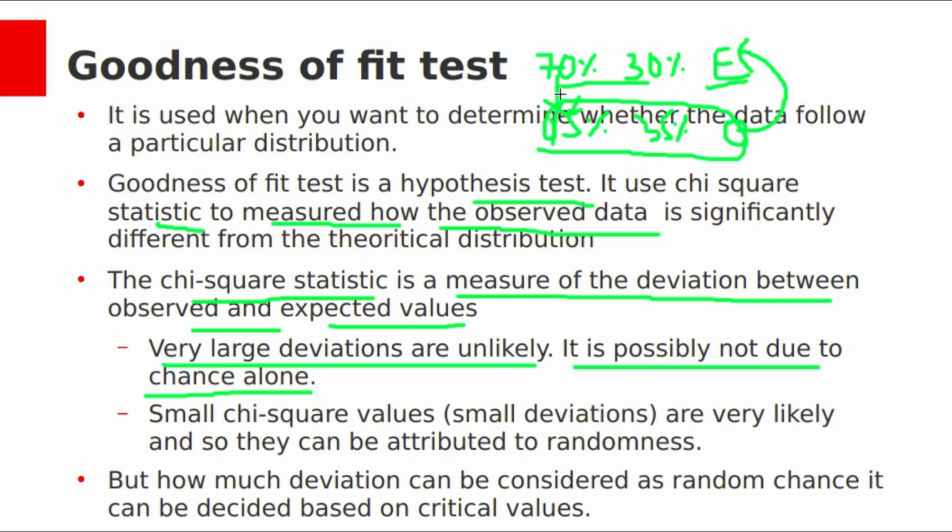If you have very small deviations, like instead of 70% of people coming on weekdays, if it is 69 or 71, that is so common, but if on weekdays you get 20% and on weekends it is 80%, that is very unlikely. So there is some factor affecting that. Small chi-square values or small deviations are very likely, and so they can be attributed to randomness. But how much deviation can be considered as random chance? Means this deviation can be 5 or 10 or 20. It can be decided based on critical values.